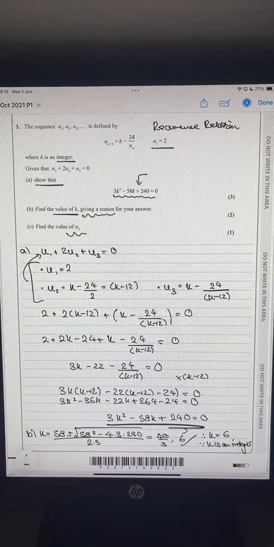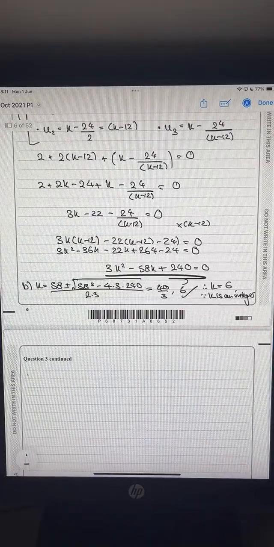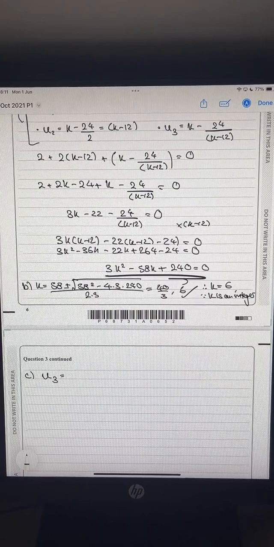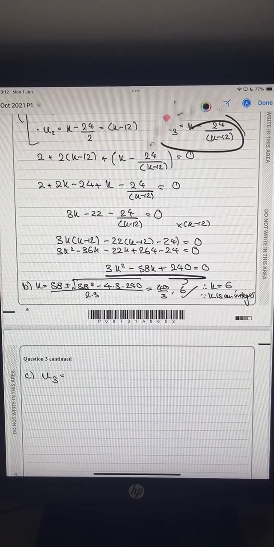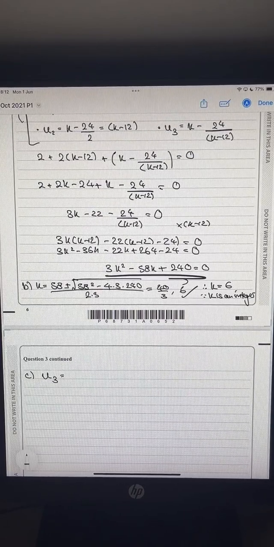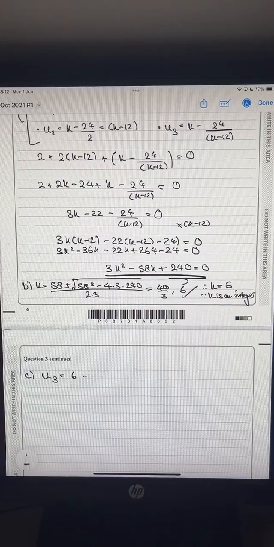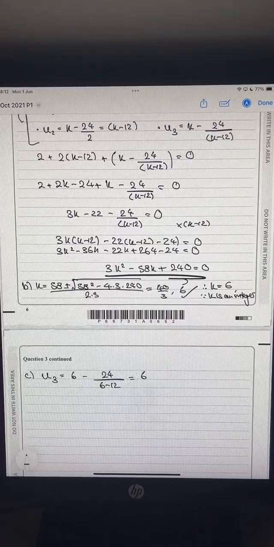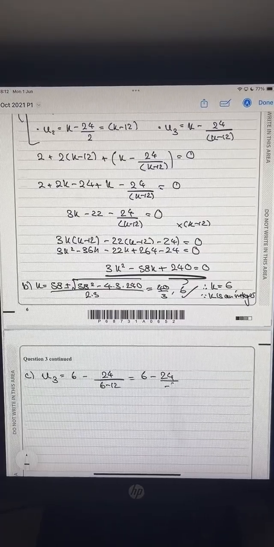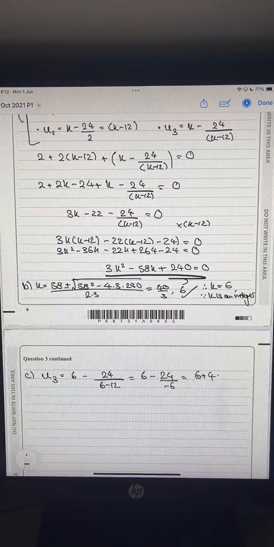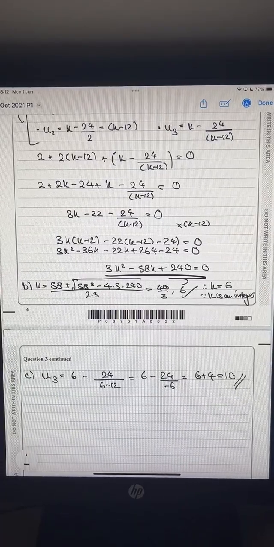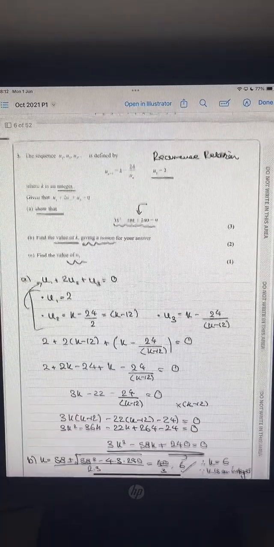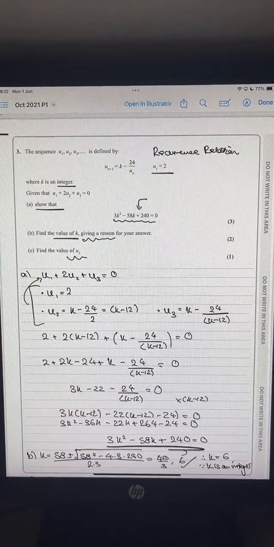Then all we have to do is find the value of u3. So that's just a matter of substitution. So u3 is going to be equal to, I've been told it's up here, k minus 24 over k minus 12. So I know that k is 6, so that's just 6 minus 24 divided by 6 minus 12. And then I get 6 minus 24 over negative 6. That's 6 plus 4, and that gives me 10 for my answer over there. So nice little recurrence relations with quadratic equations question for question 3.